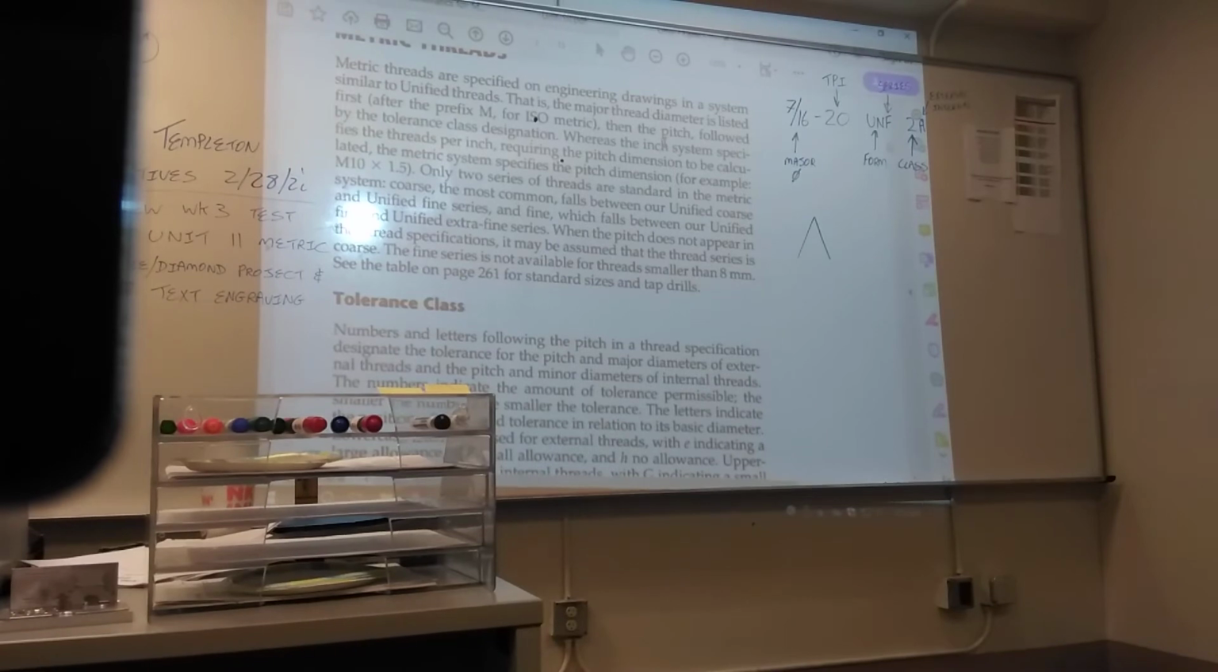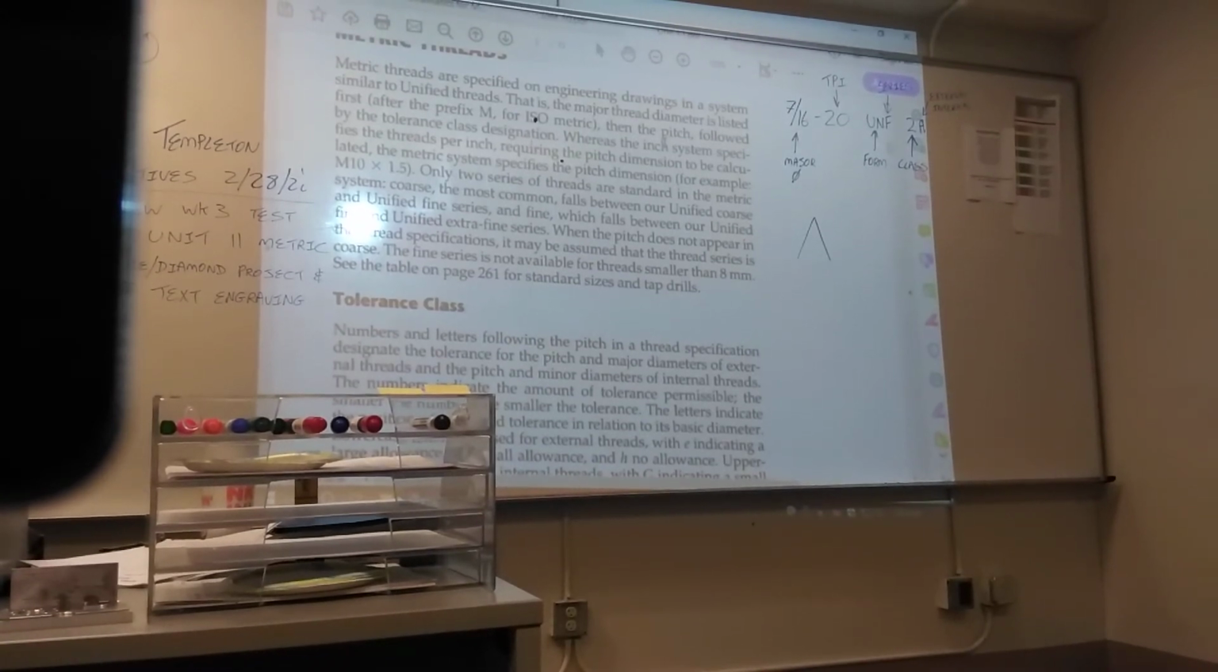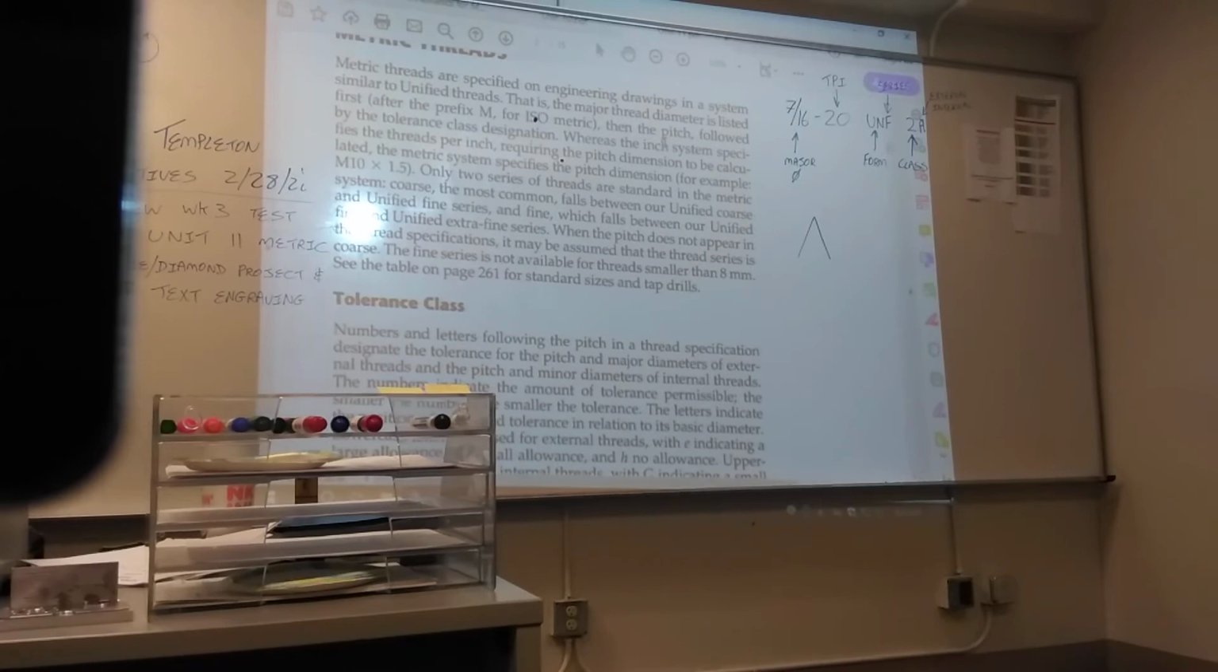7/16-20 is saying the diameter for Class 2 has to be 436 thousandths to 428. That's your tolerance. That's what the major diameter needs to be. It's not 7/16, it's actually a little bit smaller. That allows the clearance for the nut to go on. And then as you go across, you look at the pitch diameter. That gives you the tolerance for your wires.